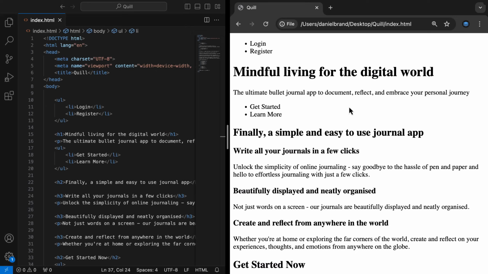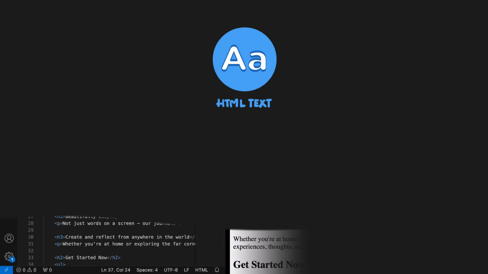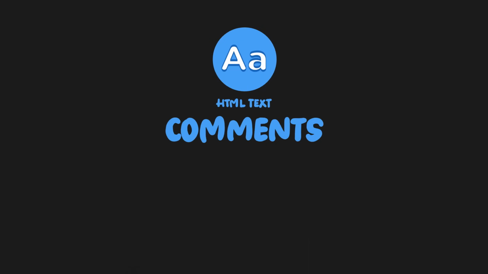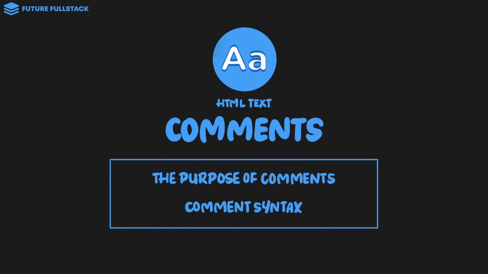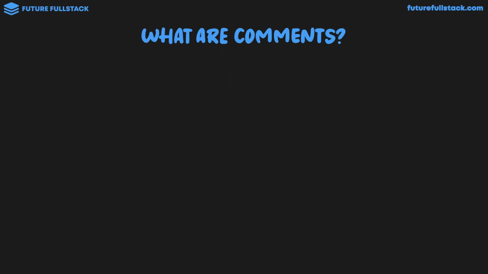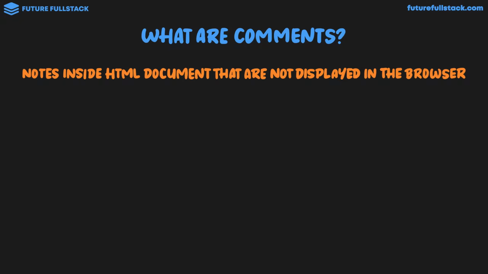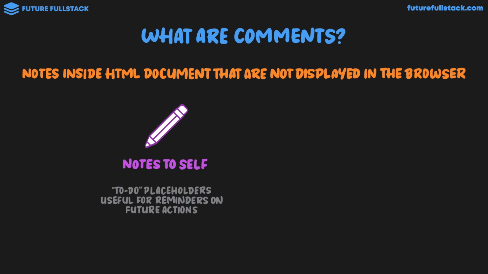Now let's learn how to include helpful notes in your code by using comments. We're going to be talking about the purpose of comments and comment syntax. So what are comments? Comments are notes inside an HTML document that are not displayed in the browser. There are 2 main use cases of commenting in our code. The first is to write notes to self. These comments are to-do placeholders useful for reminders on future actions. For example, a comment may be, add in buttons here later.